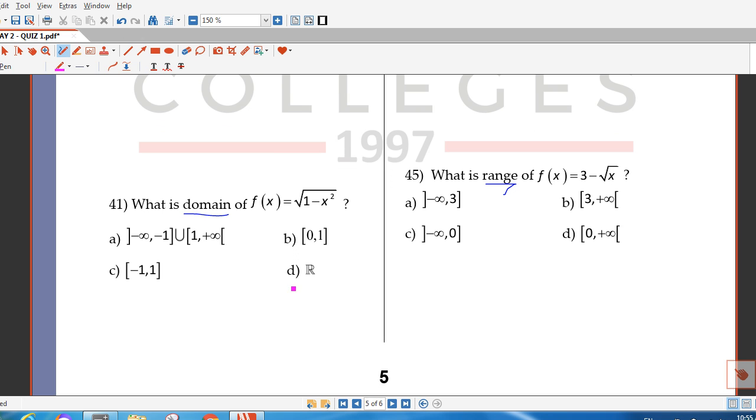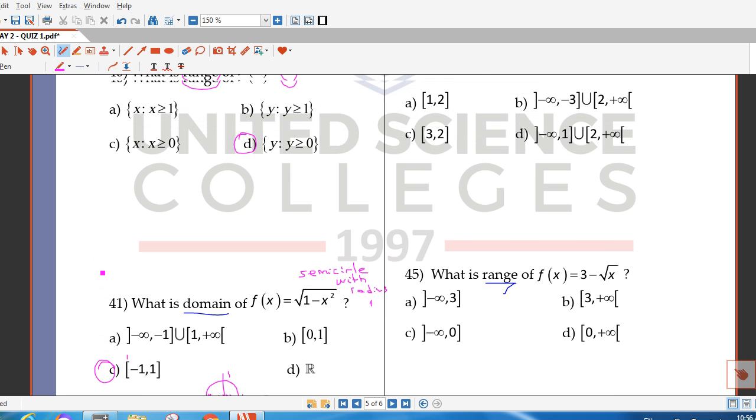The square root of 1 minus x to the power of 2 is a special case. It shows us a semicircle with radius 1. Its graph will be something like this, and the domain is the values related to the x-axis from -1 to +1. They are both closed, which will be the answer.